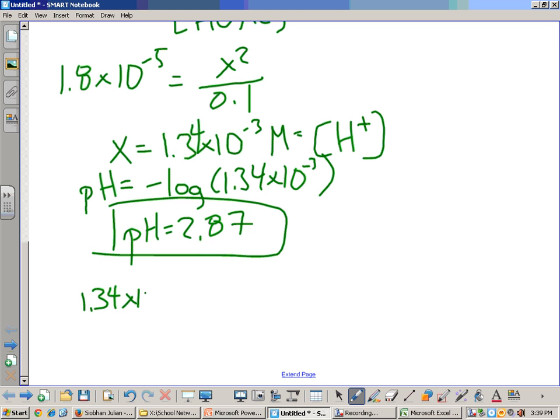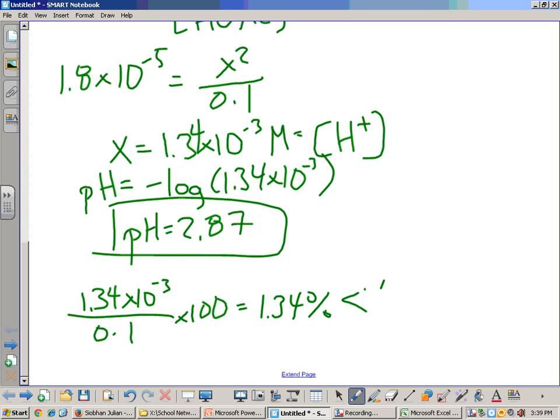We got an x value of 1.34 times 10 to the minus third divided by 0.1, multiplying this by 100. This turns into 1.34% dissociation, which is okay because it's less than 5%, which was what we're looking for. So that's part A of a weak acid titration problem.